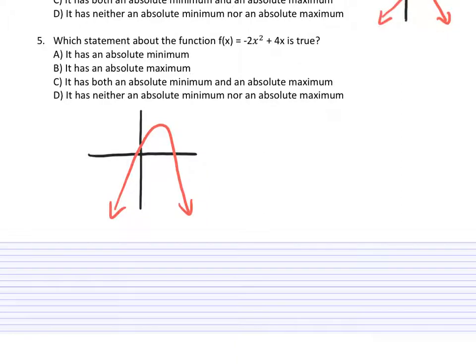Number five is a similar problem. Again, we would just graph this on our graphing calculator, and we have to figure out, does this have a highest point or a lowest point? And again, this blue dot represents the highest point, and the highest point is called a maximum. So this one has a maximum as well.